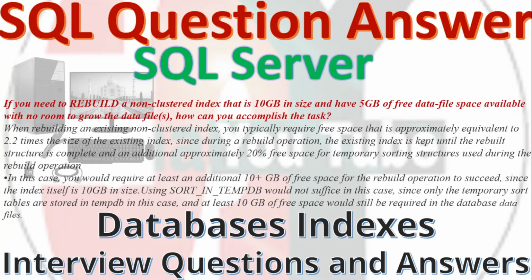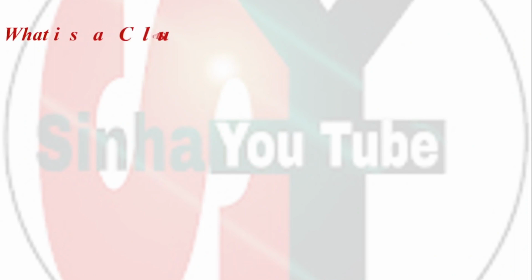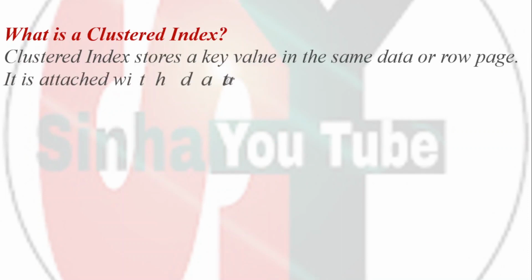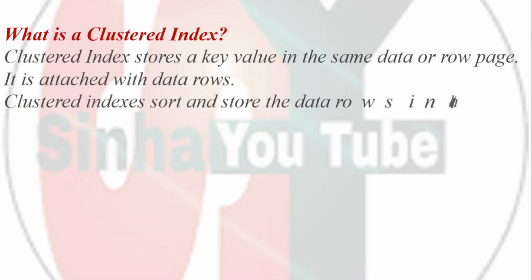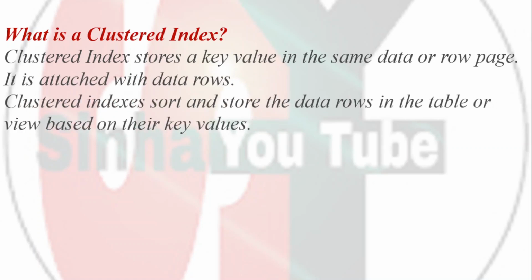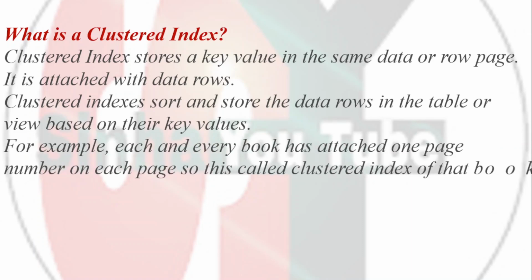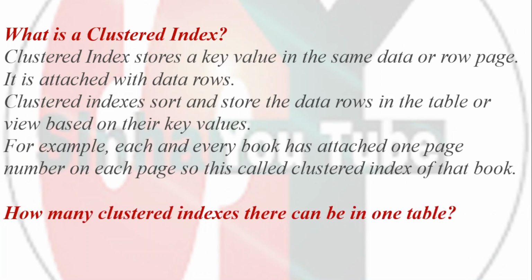Let's start. Question. What is a clustered index? Answer. Clustered index stores a key value in the same data or row page. It is attached with data rows. Clustered indexes sort and store the data rows in the table or view based on their key values. For example, each and every book has one page number on each page, so this is called the clustered index of that book.